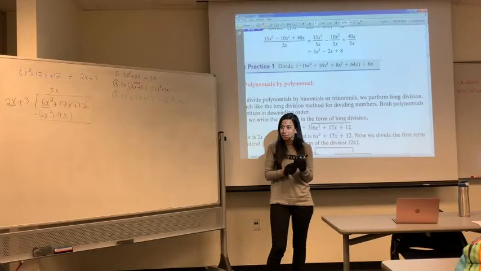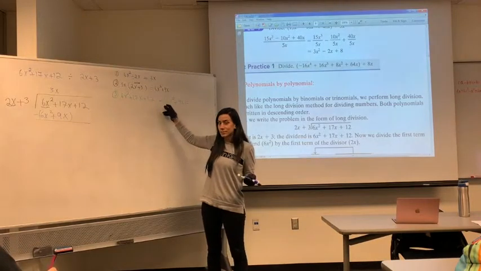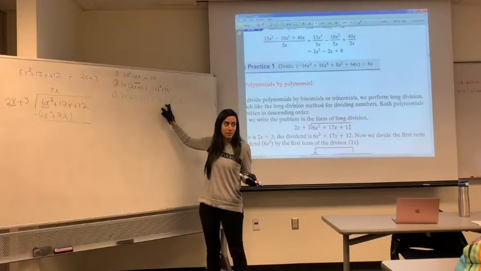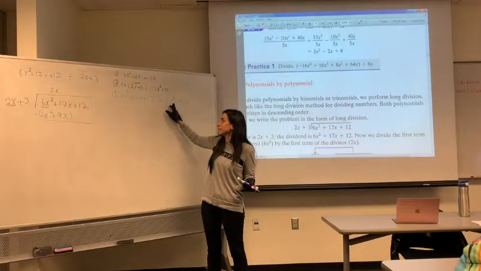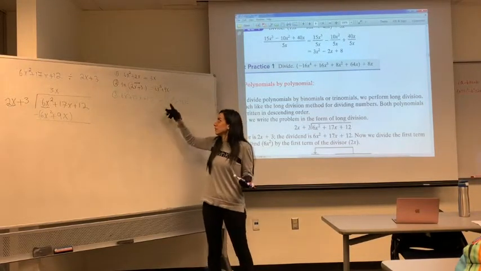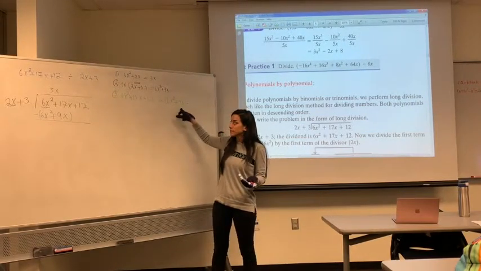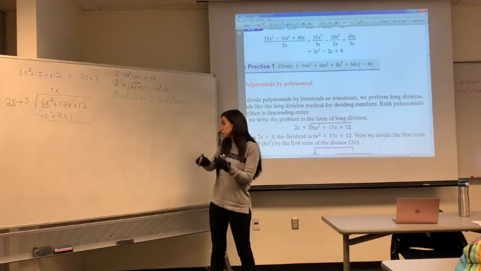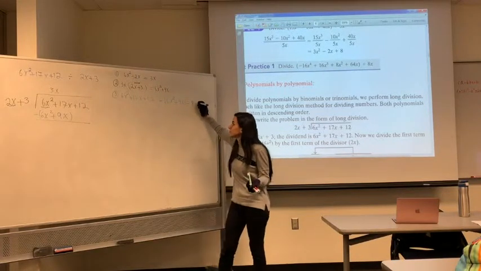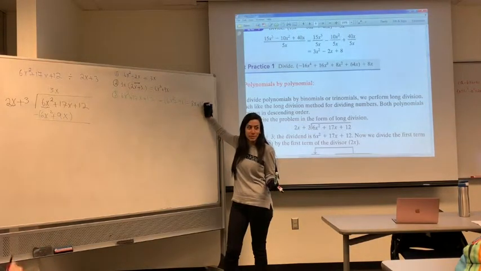Some of them will cancel. One of them actually will cancel. 6x squared and 6x squared will cancel, right? Is that correct? Because this negative is for 6x squared, negative is for 9x. So 6x squared minus 6x squared is 0. 17x minus 9x is 8x, right? And then what remains? 12 remains, right?